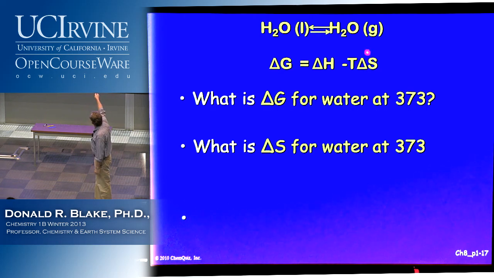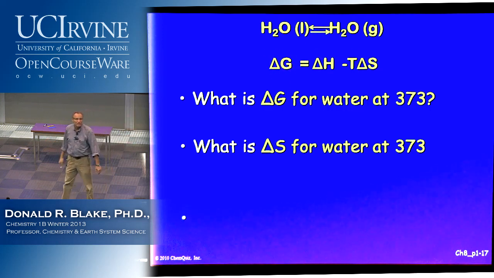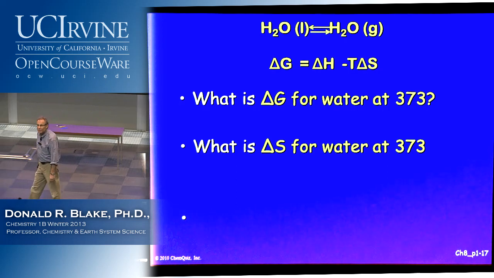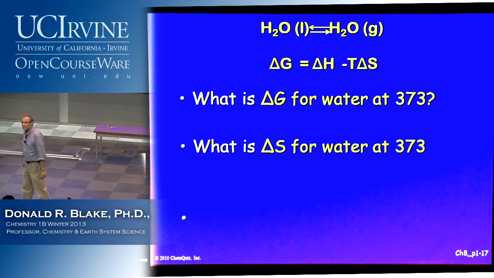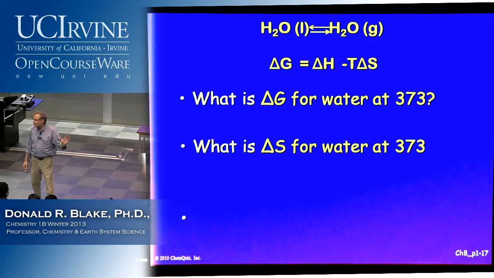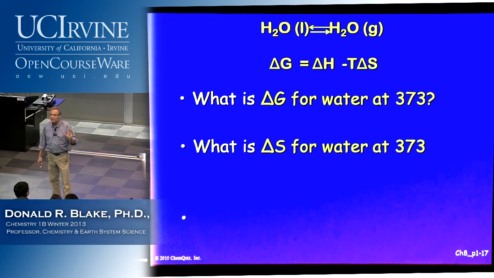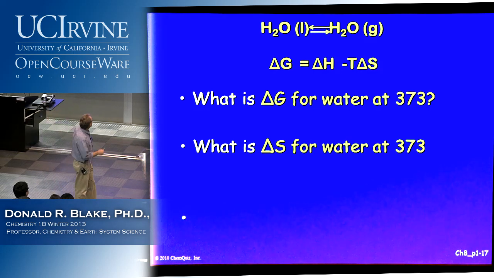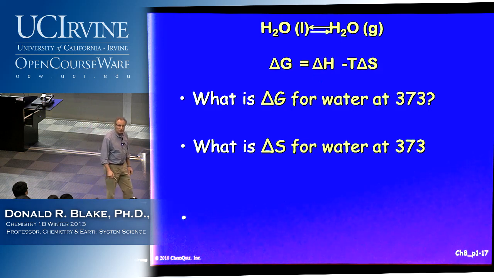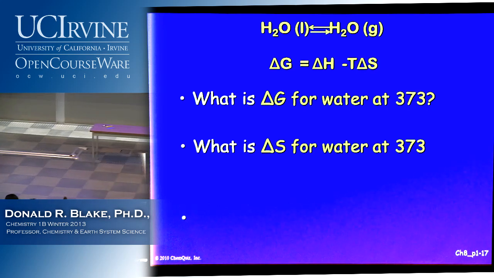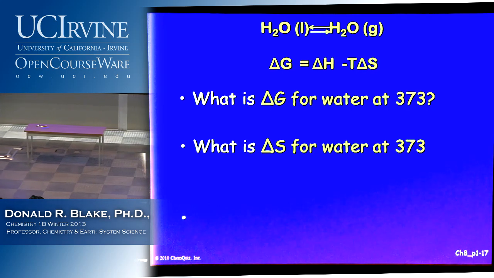We just move this to the other side, and this is 0. So it's going to be delta H is equal to T delta S. Delta H is equal to T delta S. You can do that math, right? So what if I tell you that delta H for vaporization is 40.7 kilojoules? What is delta S? Do it.